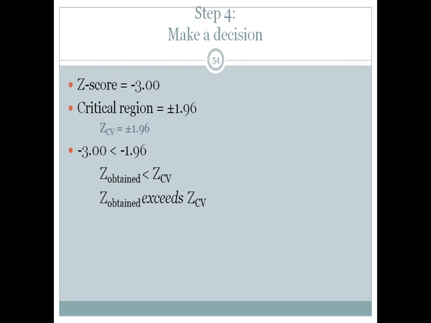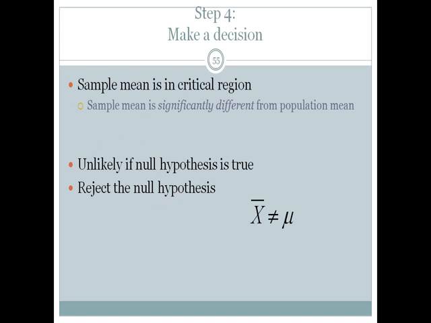So another way we could put this, since our sample mean is in the critical region, is that our sample mean is significantly different from the population mean. This result is very unlikely if the null hypothesis is true, so we reject the null hypothesis. Prenatal exposure to alcohol does have a significant effect on birth weight.